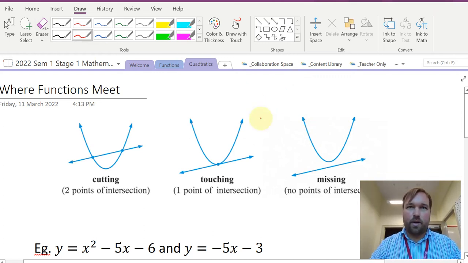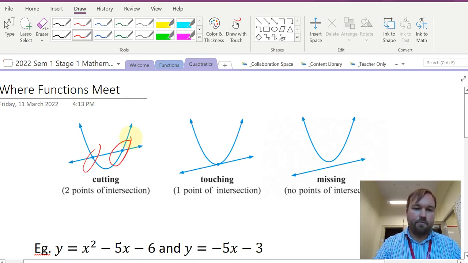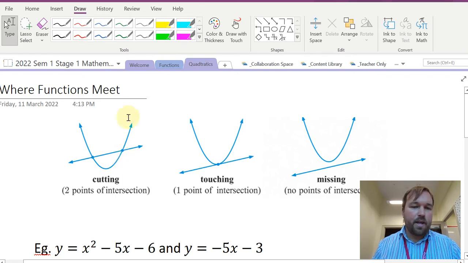Firstly, you should be aware that there are three possible outcomes. There are 2 points of intersection, one repeated point of intersection, or 0 points of intersection. And as you might guess, this relates to the discriminant of the resultant equation between the two. More on that later. So we can do this really just with one example.